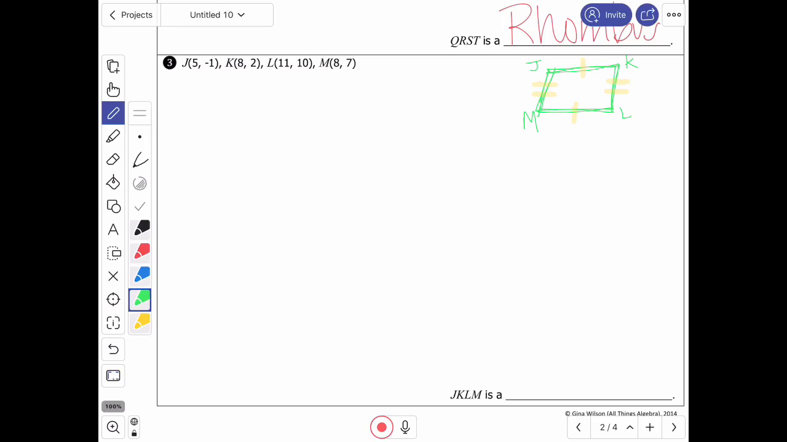Alright, so I already have number 3 set up with my picture drawn, so I'm going to first start with step 1 to show that the sides are congruent, if at all possible. So I'm going to start with JK. So JK, I got radical 18.